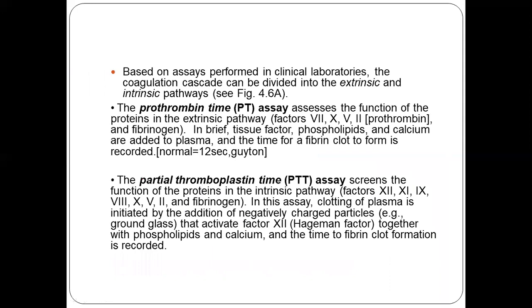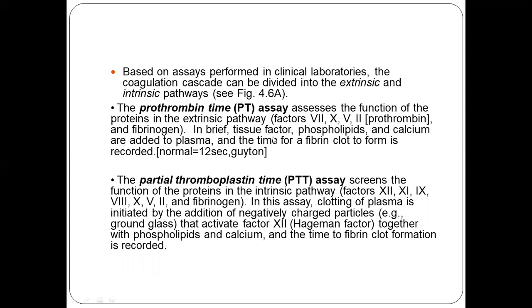Based on assays performed in clinical laboratories, the coagulation cascade can be divided into the extrinsic and intrinsic pathway. We have already seen this in the picture. The prothrombin time assesses the function of proteins in the extrinsic pathway: factors 7, 10, 5, 2, that is prothrombin, and fibrinogen.